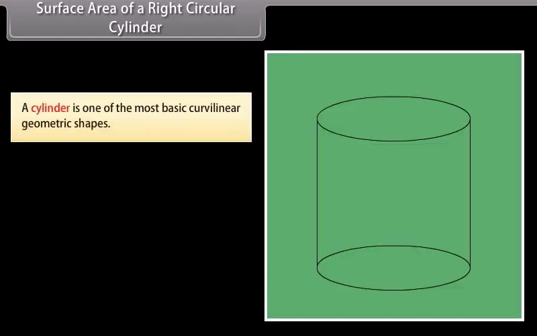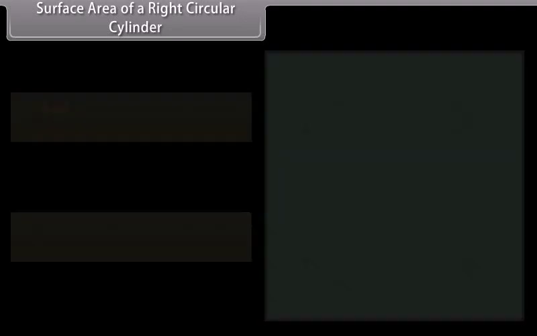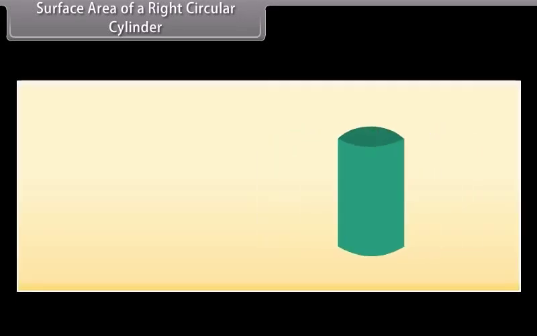Surface area of a right circular cylinder. A cylinder is one of the most basic curvilinear geometric shapes. A right circular cylinder is a cylinder whose base is perpendicular to its sides. Facility equipment such as gas cylinders, oil storage tanks, and water storage tanks is often of this type. We get the curved surface area of a cylinder using a sheet of paper. When we roll it, we get a cylinder.